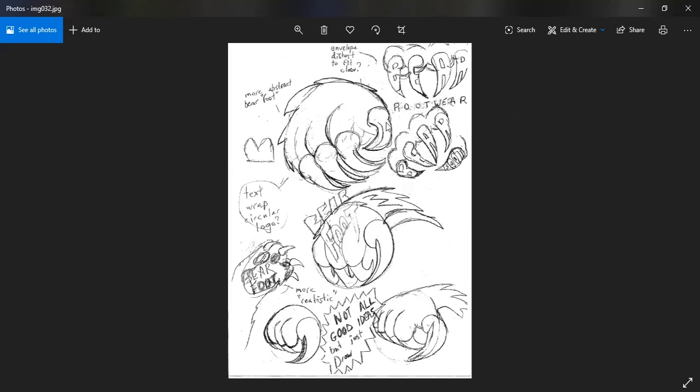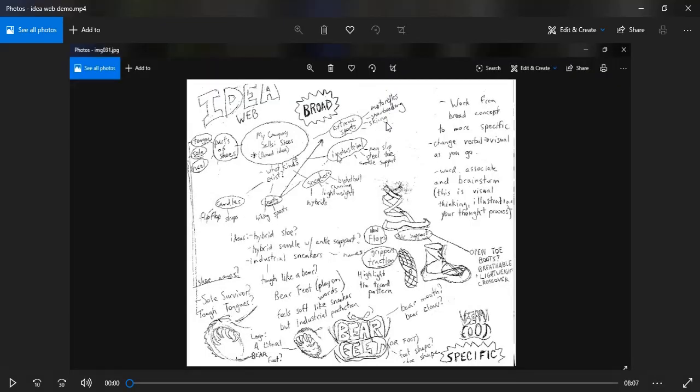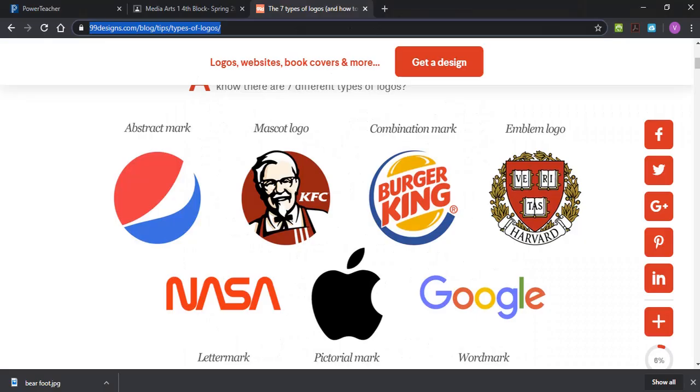We looked at a lot of logos online. Some logos are just pictures. Some logos are pictures with words, right? So I want to tell you a little bit more about the different kinds of logos. As you may have discovered in your research, there's a lot of different kinds of logos. This website says there's seven, some say nine. It's kind of up in the air how you categorize them, but to give you a general idea, right?